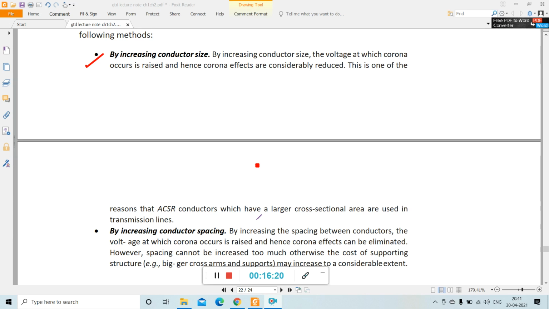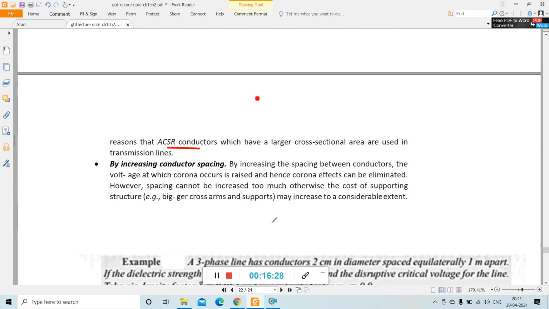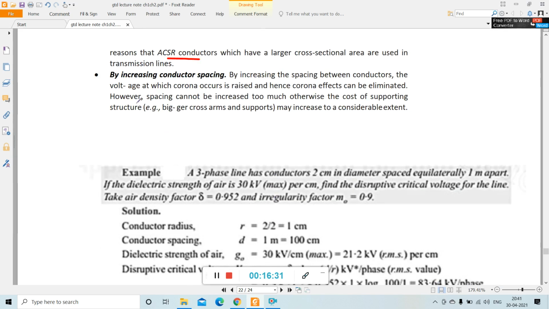This is one of the reasons that ACSR conductors, which have a larger cross-sectional area, are used in transmission lines. And the next method is increasing conductor spacing. By increasing spacing between conductors, the voltage at which corona occurs is raised, and hence the corona effect can be eliminated. But spacing cannot be increased too much, otherwise the cost of the supporting structure may increase to a considerable extent.